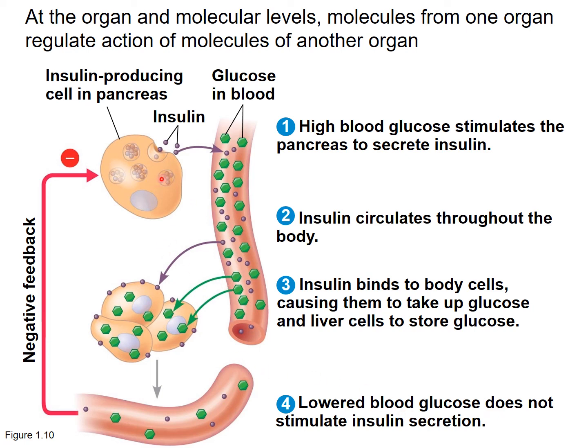And lowered blood glucose is not going to stimulate insulin secretion. So basically this is a negative feedback loop. So when blood glucose is low, it's going to stop the release of insulin. We'll see some other examples of positive and negative feedback.